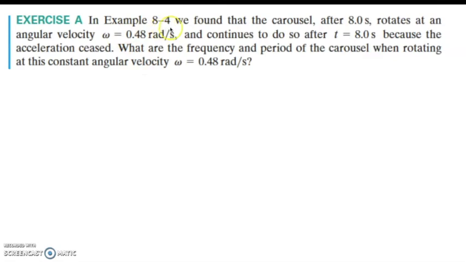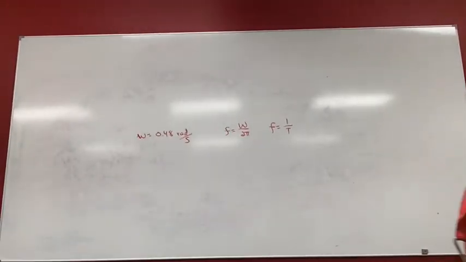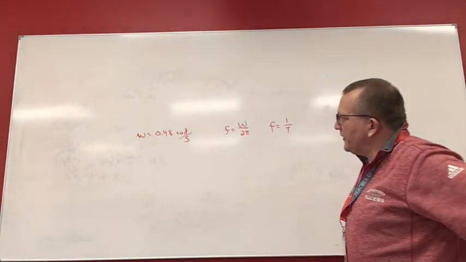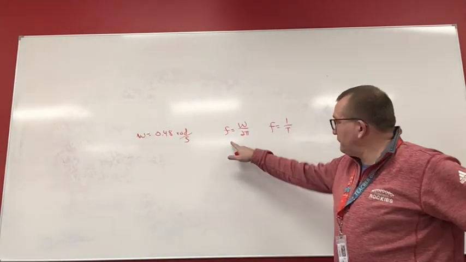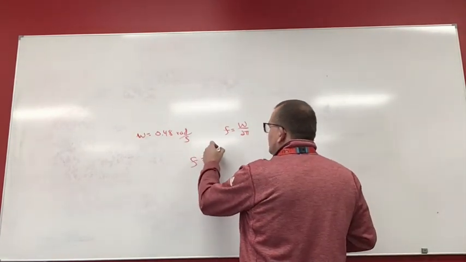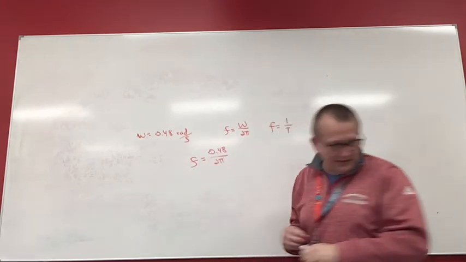And then in example 8.4, we found the carousel after 8 seconds rotates at an angular velocity of this, and continues to do so after 8 seconds because the acceleration ceased. What are the frequency and period of the carousel when rotating at this constant angular velocity, which is 0.48 radians per second? Do it now. All right, so we figured this as our angular velocity of 0.48 radians per second, and we want to convert that to frequency. Frequency is angular velocity divided by 2 pi.